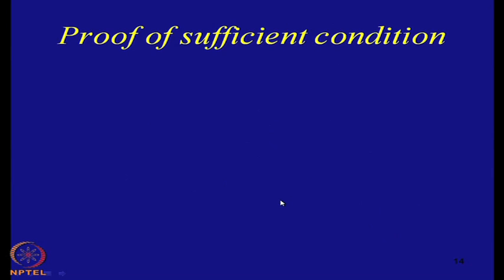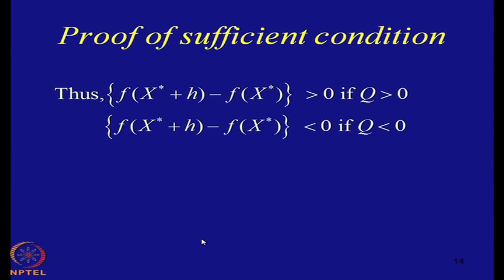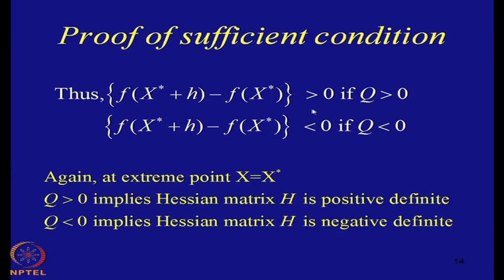That is why we are saying that the sufficient condition is fully dependent on the quadratic form, and rather this is fully dependent on the property of the Hessian matrix. If we see here, f of x star plus h minus f of x star is greater than 0 if q is greater than 0, and it is lesser than 0 if q is lesser than 0. So we can conclude that at the extreme point x equal to x star, if q is greater than 0, then the Hessian matrix must be positive definite, and if q is less than 0, then the Hessian matrix must be negative definite.